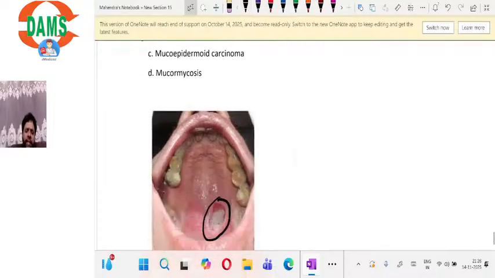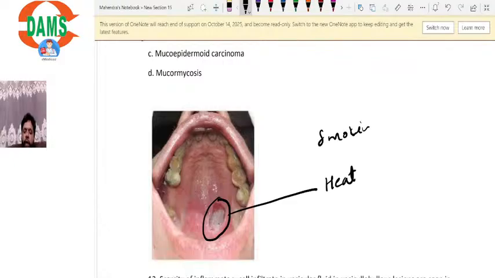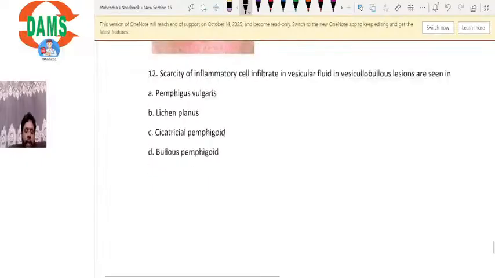So if you look at this, typically this is due to heat. Remember, it occurs because of heat, and the cause of the heat is smoking. Because of smoking, heat is produced and that heat causes ulcers on the palate. This is typically necrotizing sialometaplasia.